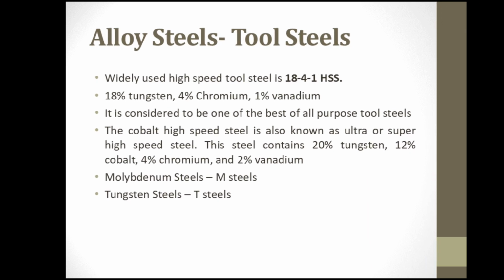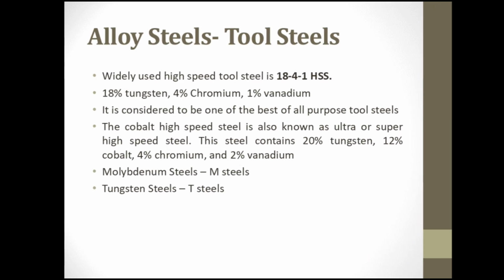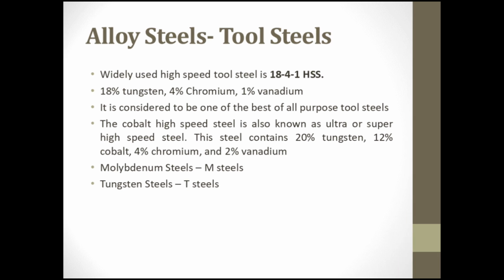Alloy steels, tool steels. Widely used high speed tool steel is 18-4-1 HSS: 18% tungsten, 4% chromium, 1% vanadium. It is considered to be one of the best all purpose tool steels.